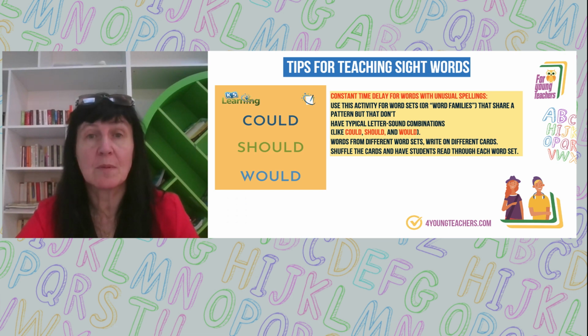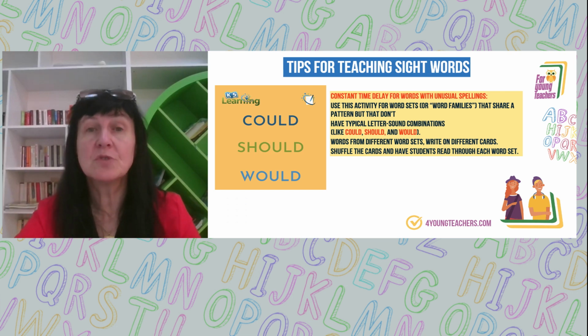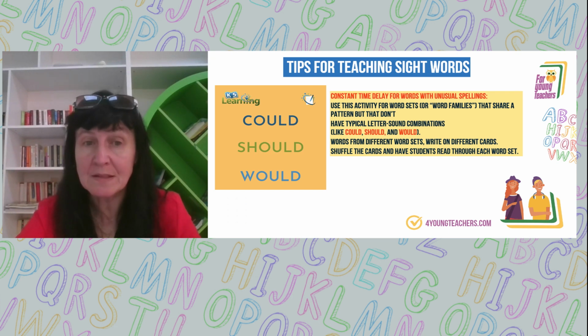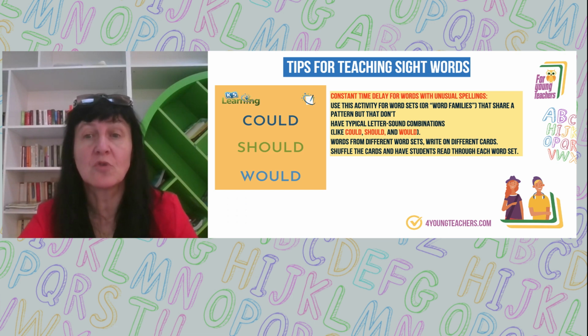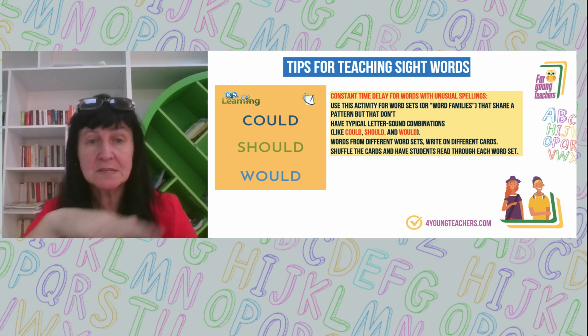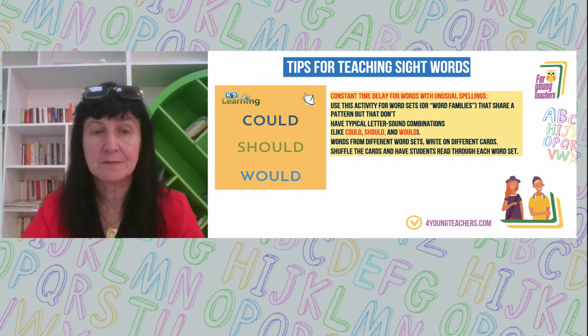Write all the words from a word set in a vertical column on a card. Then show students the card and ask them to identify how each word ends. After students respond correctly, point to and say each word on the card. Wait 3 seconds and then ask students to say the word. If you are practicing words from different sets, be sure to write the different sets on different cards. Shuffle the cards and have students read through each word set again.